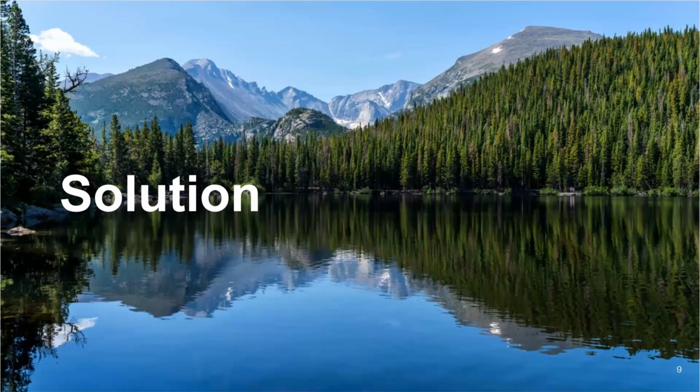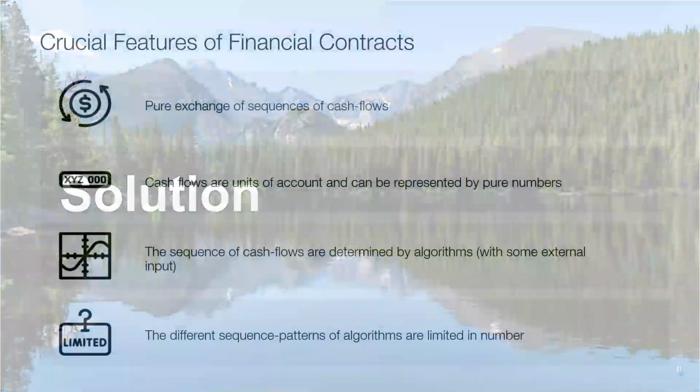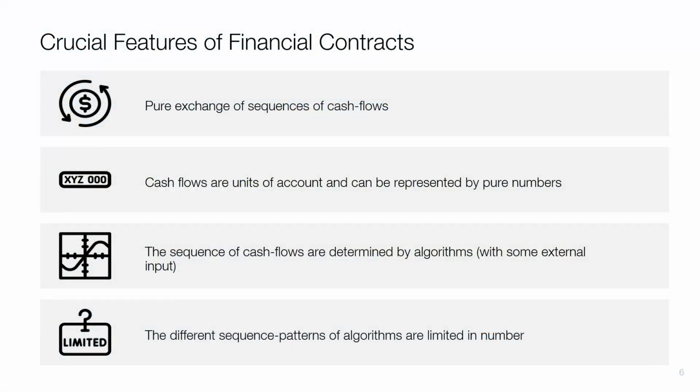How do we solve this problem? As I mentioned already, ACTUS stands for Algorithmic Contract Type Unified Standard, and the most important letter in this acronym is the letter A, which stands for algorithmic. So what do we mean by algorithmic? The algorithmic nature of financial contracts derives from the following unique features.